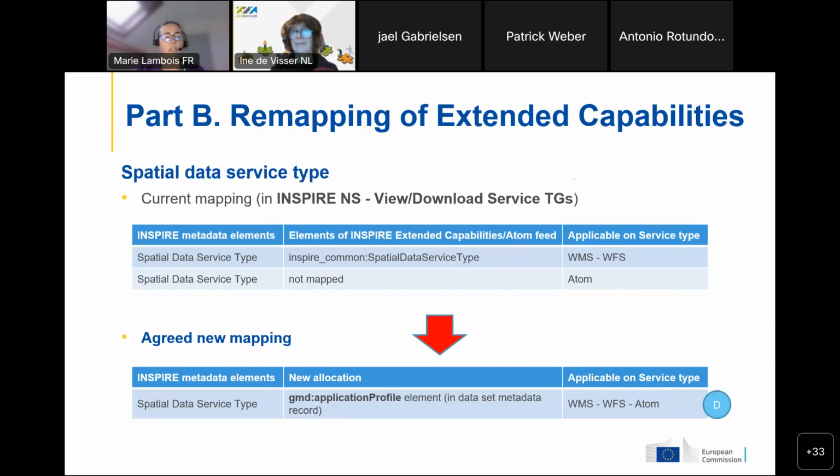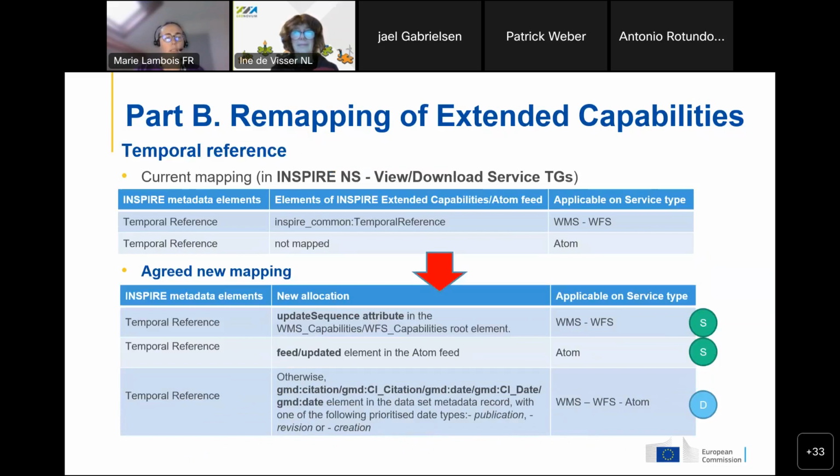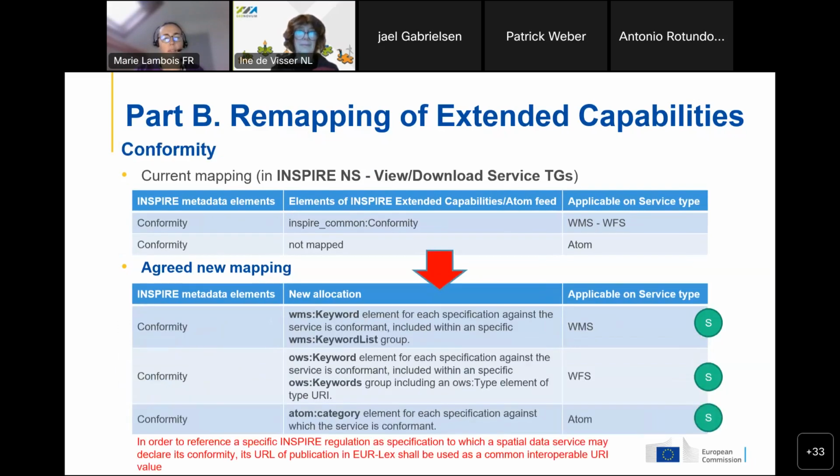Sometimes we found that the information was already in the dataset metadata, so it's the case for the spatial data service type. Antonio just described that we have the spatial data service type in the application profile, so it's mapped there. Next slide, please. And sometimes it's a little bit more complicated as it depends on the web service types. So it can be different in WMS, WFS, or Atom feed. In this example, we have sometimes a mapping to the get capabilities response, and sometimes to the dataset metadata. Next slide, please.